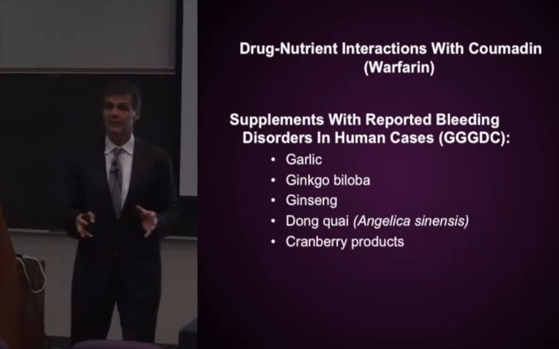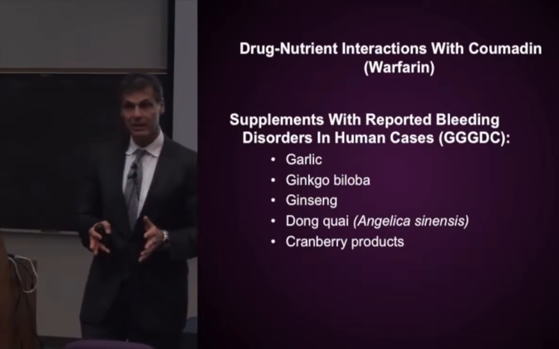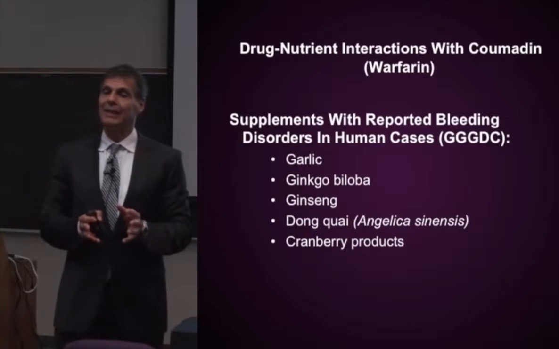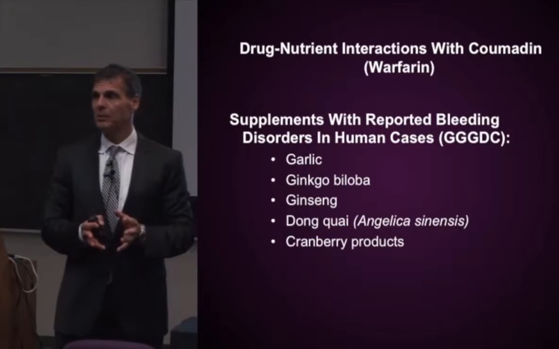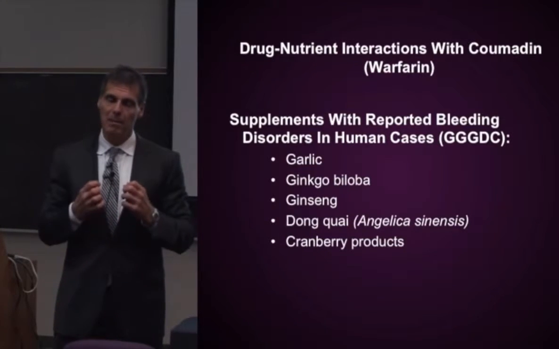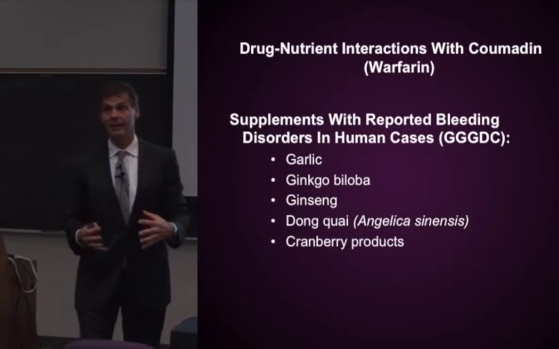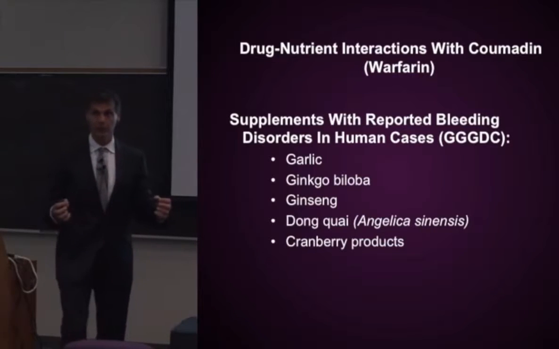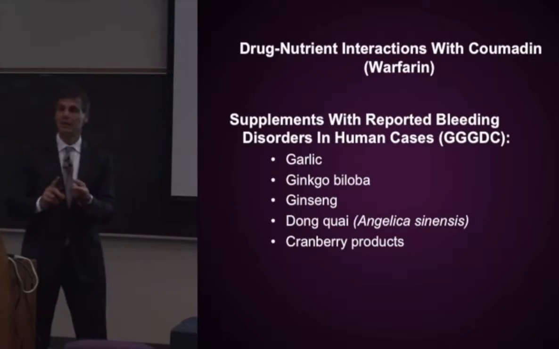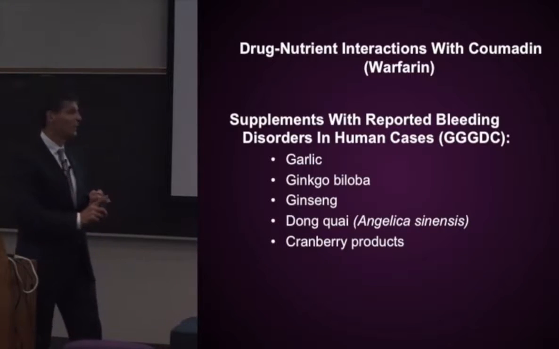Okay, here's a slide that I want you to memorize. I know it's late in the day. But in human case reports, people have had serious bleeding adverse reactions by simply combining anticoagulant drugs, warfarin or Coumadin particularly, with garlic supplements, ginkgo biloba, ginseng, dong quai or angelica species. We see some bleeding problems, the hint of it, in people using cranberry extract products.